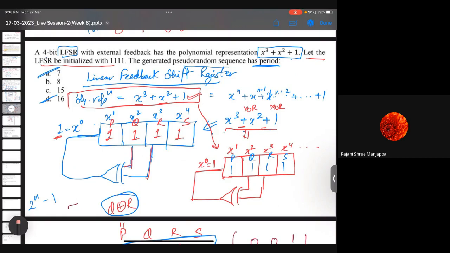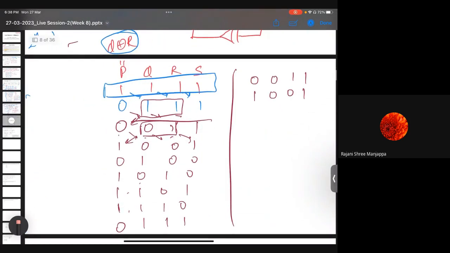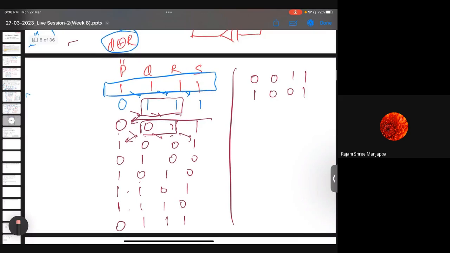So 0, 1, 1, 1. Let me recheck my answers. 1, 0, 0, 1, 1. Then 1, 0, 0, 1. Then 0, 1, 0, 0. And then 1, 0, 1, 0. Okay, fine. So it was getting repeated here. We'll not get to 1, 1, 1, but we are getting to 0, 1, 1, 1, which was this, right?